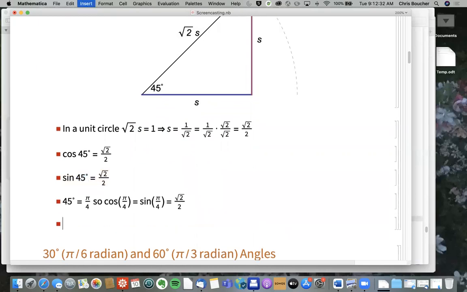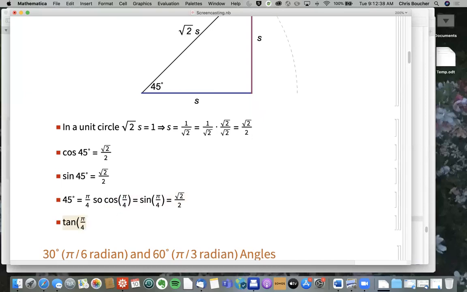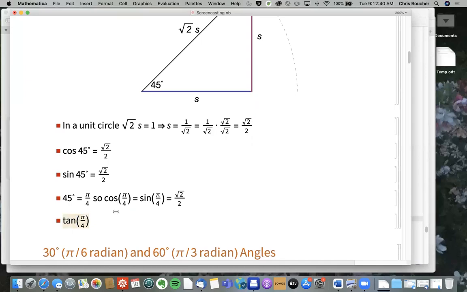Notice also here that the tangent of pi over 4, remember tangent is sine divided by cosine. I'm sorry, tangent is sine divided by cosine, pardon me. And the cosine and the sine are the same here, right? And when you take a fraction where numerator and denominator are the same, you just get 1, right? So we're able to easily figure out the tangent of the angle as well.